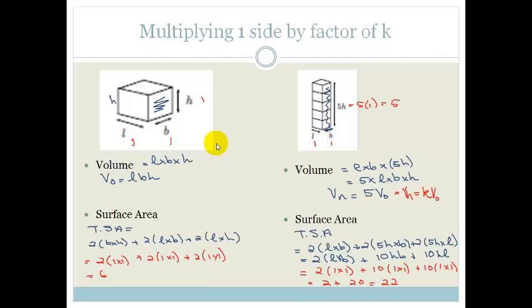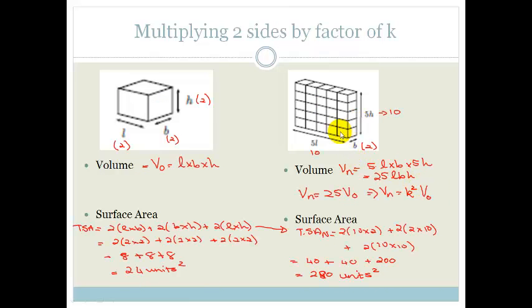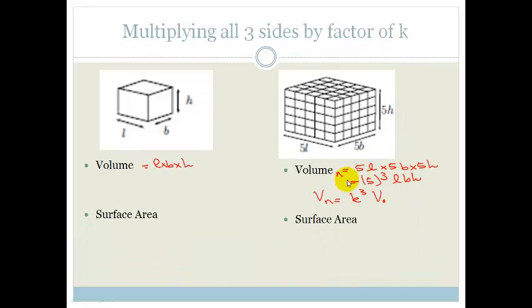If we are talking about multiplying one side by factor k, the new volume is just k times the original volume. If we multiply two sides by a factor k, then it's k squared times the original volume. And if we multiply all three sides by a factor k, then it's k cubed times the original. Let's see if we can get a definite relationship between our total surface area.